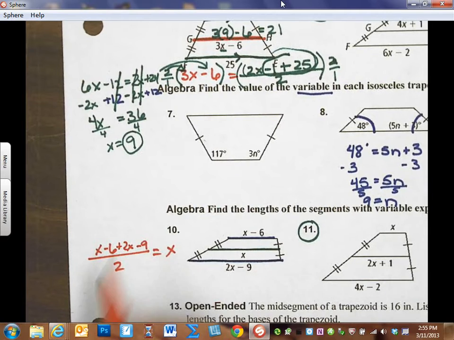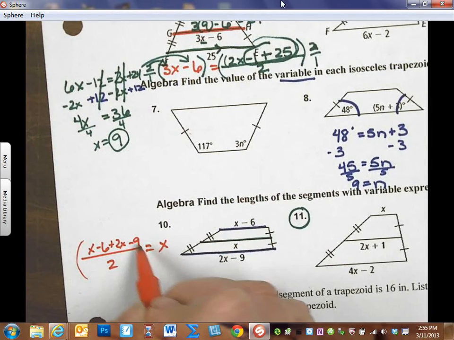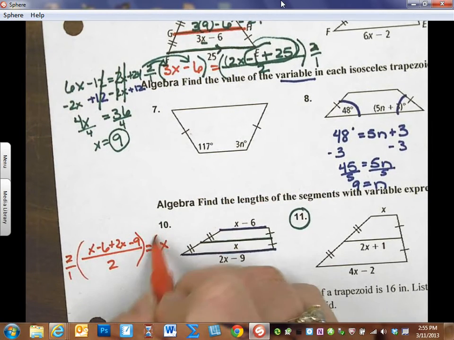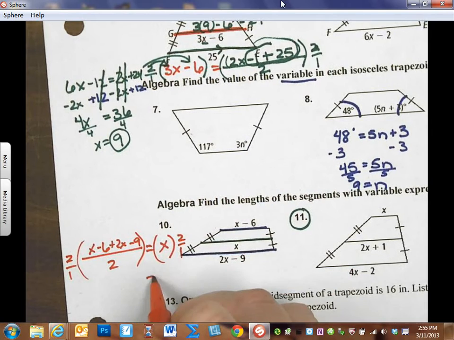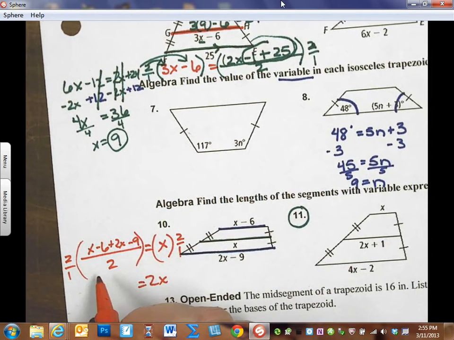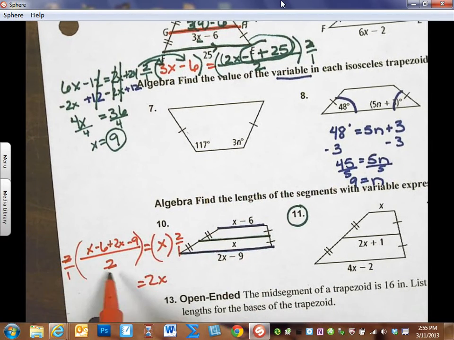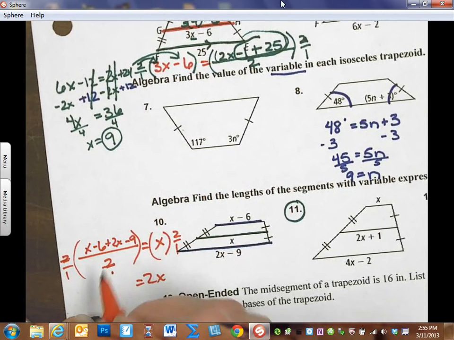Okay. So to get the 2 out of the denominator, I'm going to multiply by 2. So I have 2x here, and this becomes 1. So 1 times this quantity leaves me with that quantity.